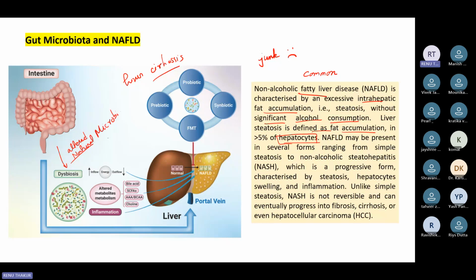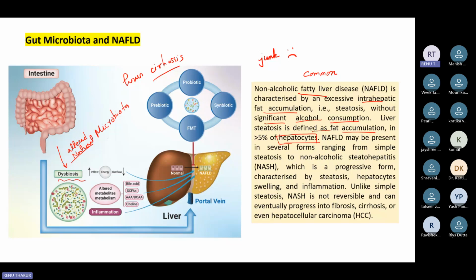You have destroyed the natural microbiota. Then what will it do? It is termed as dysbiosis. Now dysbiosis will do what? Altered metabolite metabolism. It will not produce the required amount of metabolites, and it will not produce the required amount of good short chain fatty acid, and also it will synthesize some biomolecules which will act as an inflammatory mediator. So you need to understand the overall pathogenesis of the NAFLD.